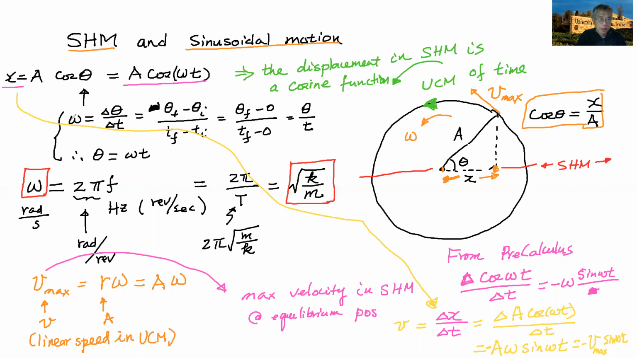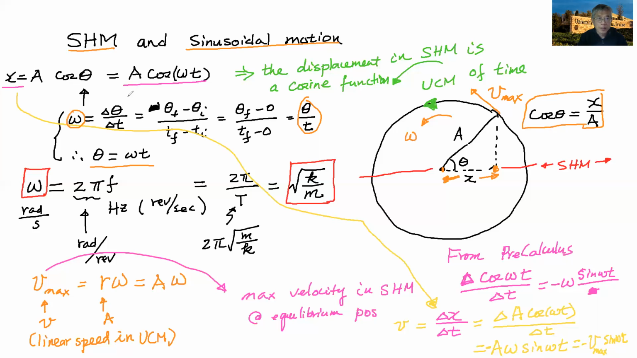Omega times t is equal to theta. So we replace theta by omega t, using omega equal to theta divided by t, or theta equal to omega t. So that's what we have. This says that the displacement in SHM is a cosine function of time, with omega, the angular velocity of UCM, in there. That's how they relate.